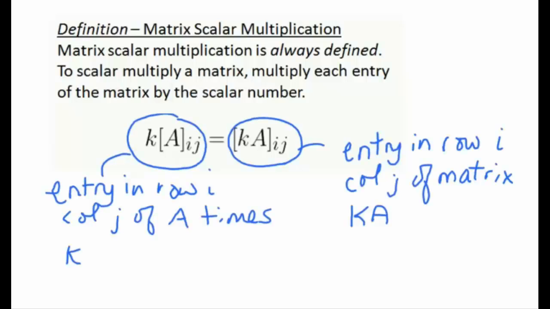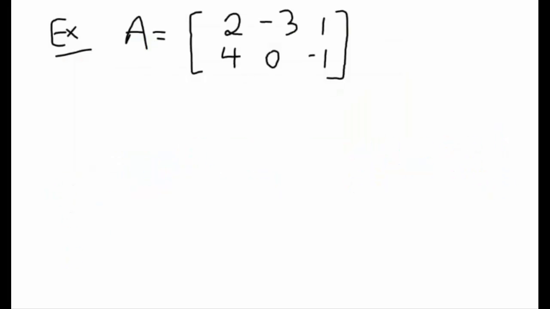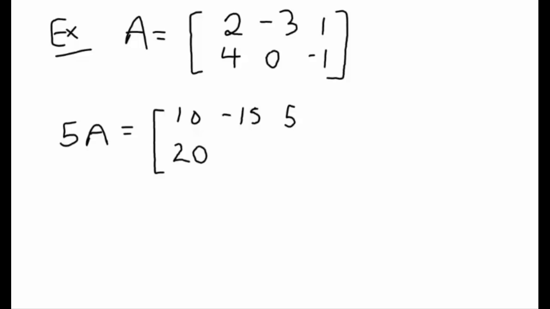Here's the relationship between the two expressions at the bottom. On the left-hand side, we have the entry in row i, column j of matrix A multiplied by the scalar number k, and that is equal to the entry in row i, column j of the matrix kA. So if we have this matrix A, let's calculate 5A. In order to scalar multiply, we take all of the values inside our matrix and multiply by this particular value. So 5A would give us the new matrix: 10, minus 15, 5, and in row 2, we'd have 20, 0, and minus 5.